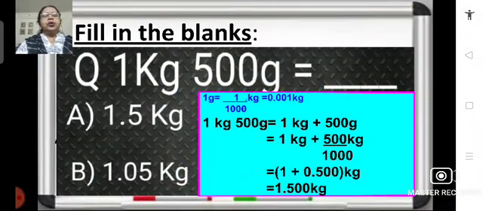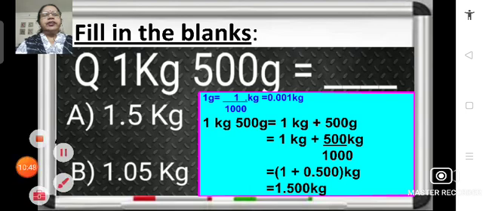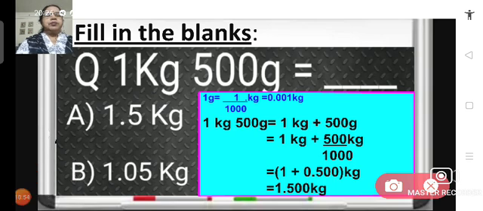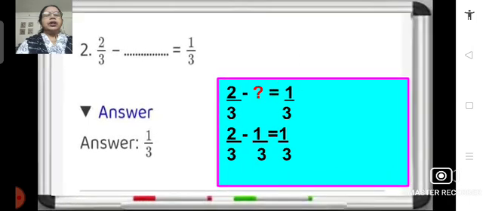Fill in the blanks. 1 kg 500 grams is what? So, 500 grams, when converted into kilograms, will be 0.500 kilograms, isn't it? So, it can be written as 1.5 kg or 1.500 kilograms. It is the same. So, option A is the correct answer. Let's move on to the next one.